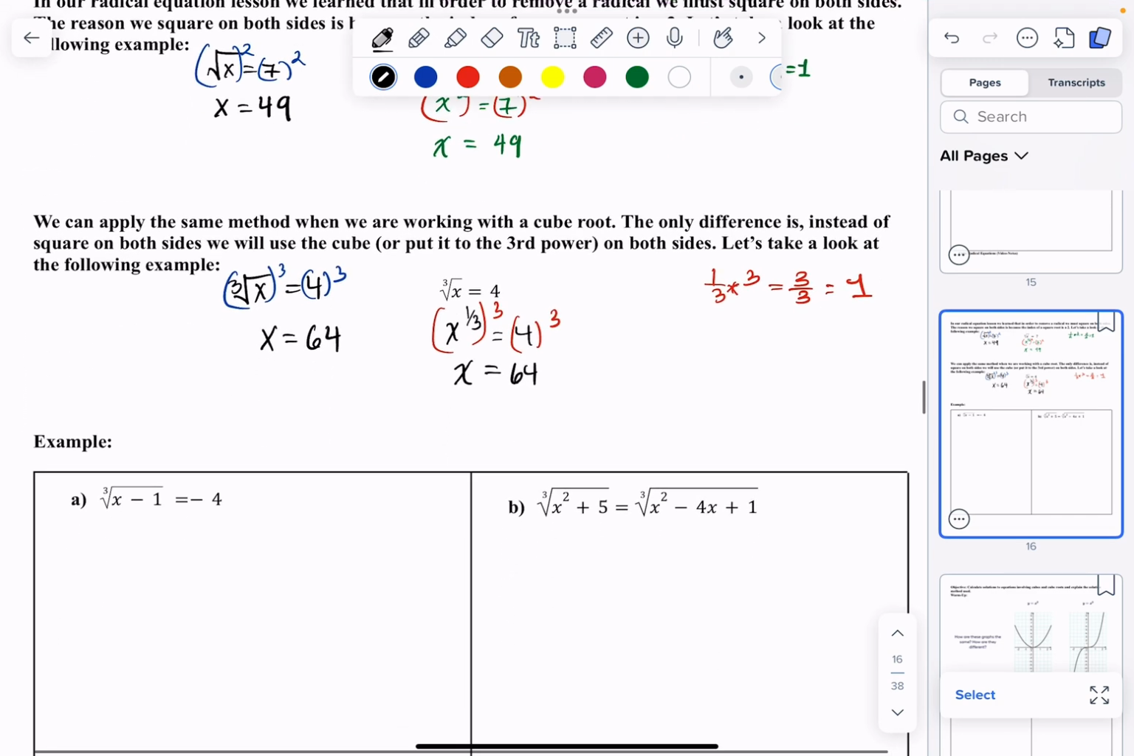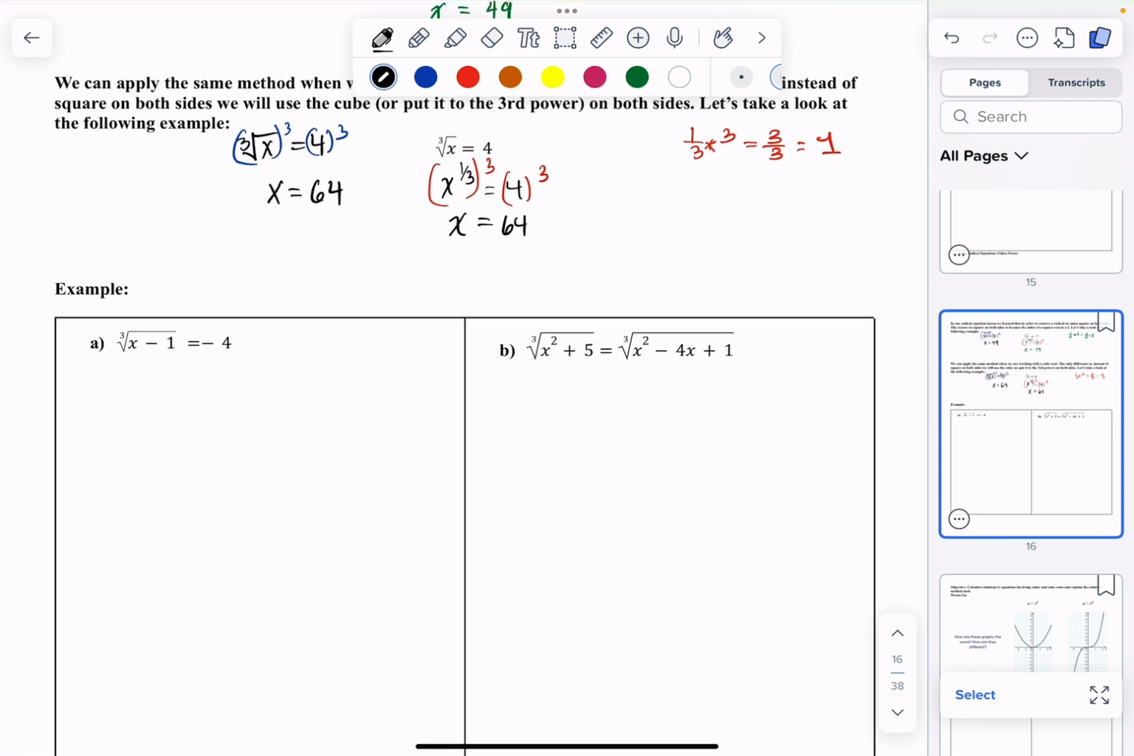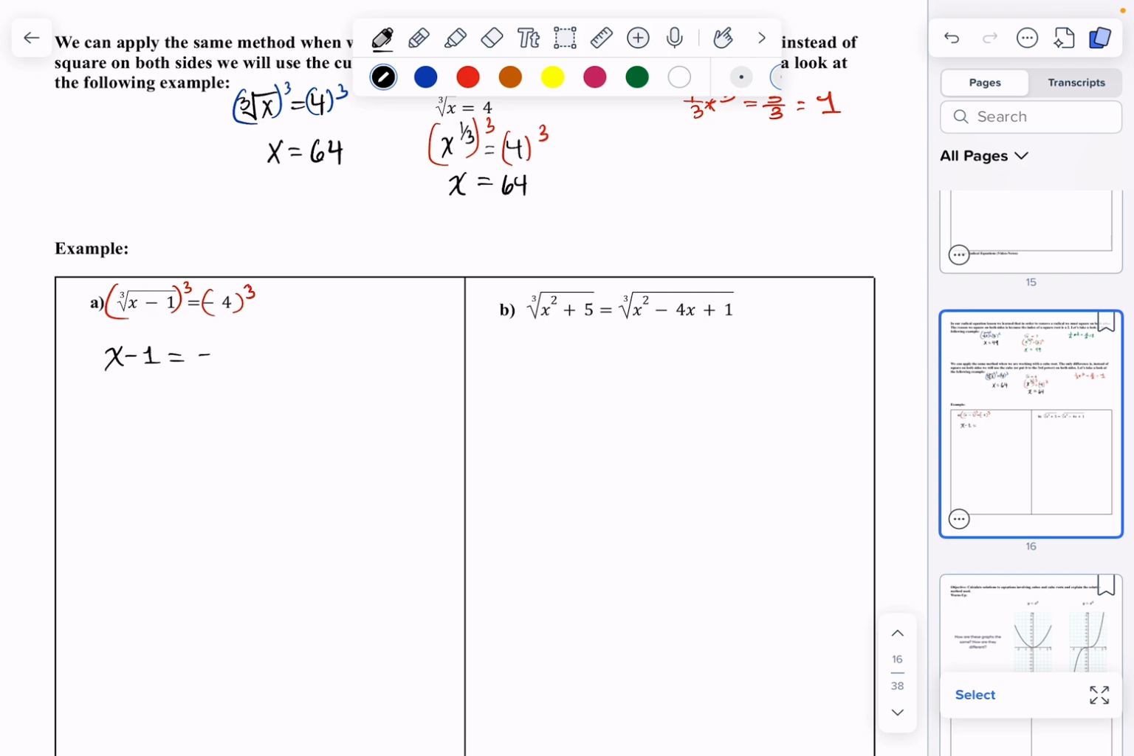So let's apply it to a little bit more algebraic situation where we have the cube root of x minus 1 is equal to negative 4. Same thing, we're going to cube it. If you want to rewrite it as an exponent of 1 over 3, you can; you don't have to. After cubing it, the cube root is removed. We have x minus 1, and negative 4 to the power of 3 is negative 64. So I add 1 on both sides, and I end up getting x is equal to negative 63.